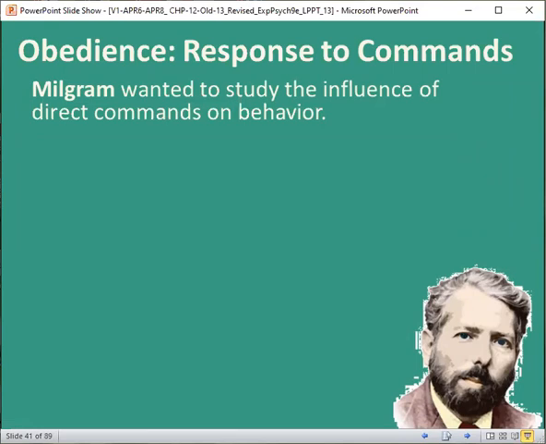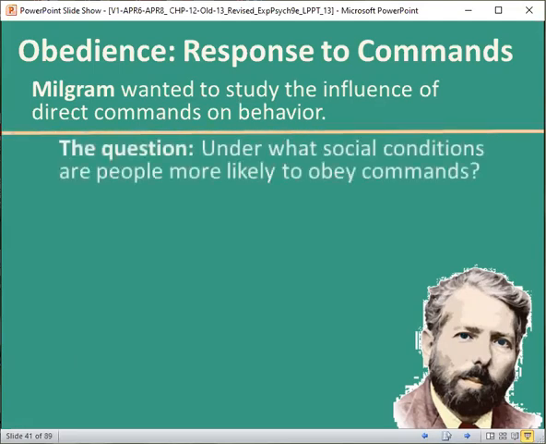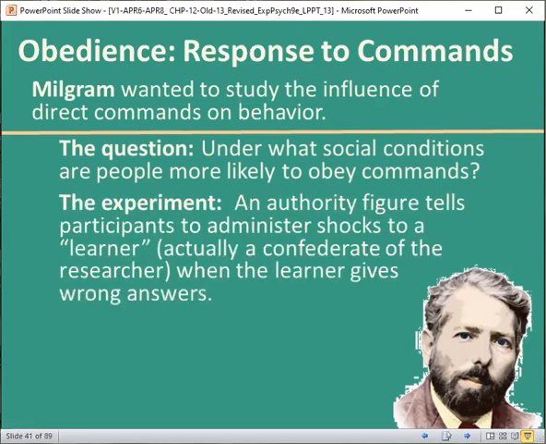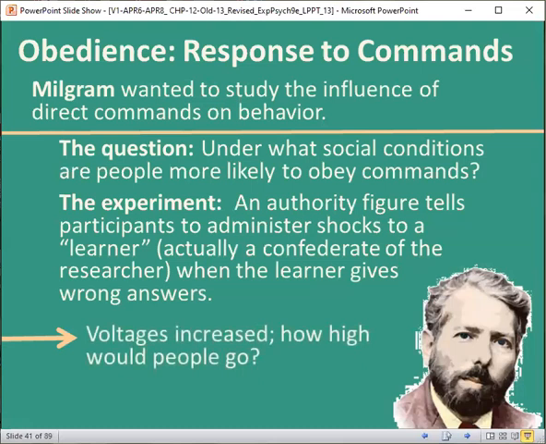And so that led many to wonder, would people simply follow orders to harm or kill innocent people? Milgram wanted to know, and that's why he set up the experiment. The question: under what social conditions are people likely to obey commands given to them? The experiment: an authority figure tells participants to administer shocks to a learner, actually a confederate of the researcher. So the person identified as the learner was actually working with the experimenter. If the learner gives a wrong answer, he would receive a shock. The voltages increased. How high would people go? That's what they were curious about. They wanted to know if people would go to the maximum number of shocks and how many would go to that maximum. These individuals completed all the surveys and forms to make sure they were psychologically healthy, so to speak, and they wanted to see what would happen.